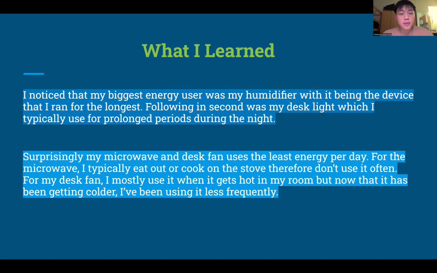What I learned from the table earlier was that my biggest energy user was my humidifier, with it being the thing that runs the longest. The second being my desk light, which I use for studying at night. Surprisingly, I use my microwave and my desk fan the least. But it makes sense. I usually cook on the stove, and I don't really heat up old food. I usually just eat out as well. And for my fan, I use it when it gets hot, but it's been getting chillier, so I haven't been using it as much.